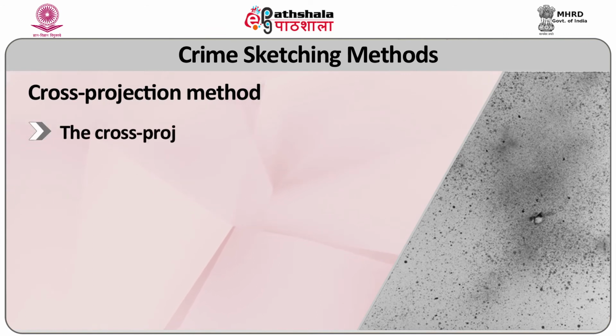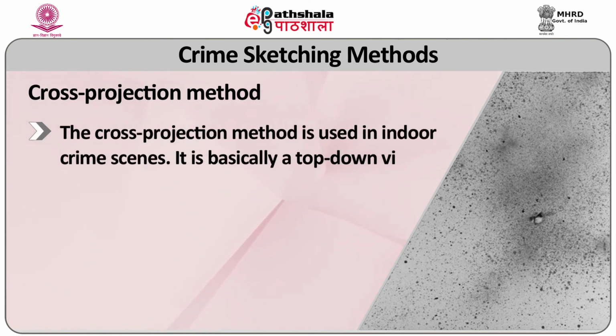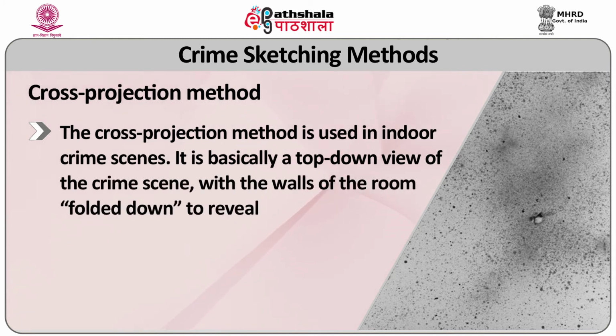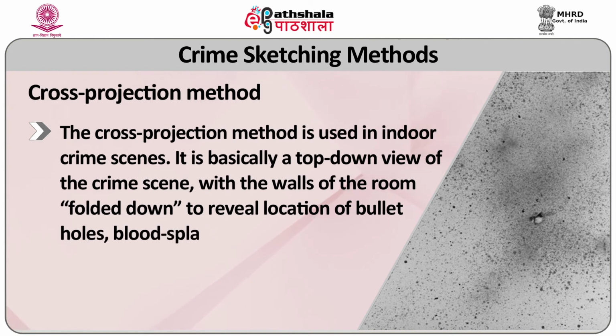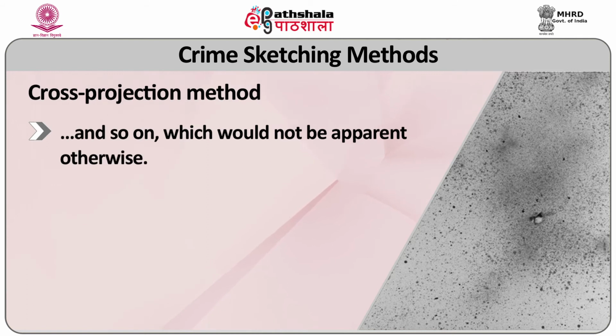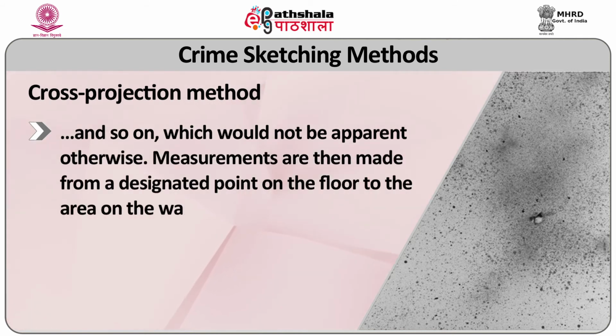Third method is the cross projection method. The cross projection method is used in indoor crime scenes. It is basically a top down view of the crime scene with the walls of the room folded down to reveal location of bullet holes, blood splatter evidence and so on, which would not be apparent otherwise. Measurements are then made from a designated point on the floor to the area on the wall in question.